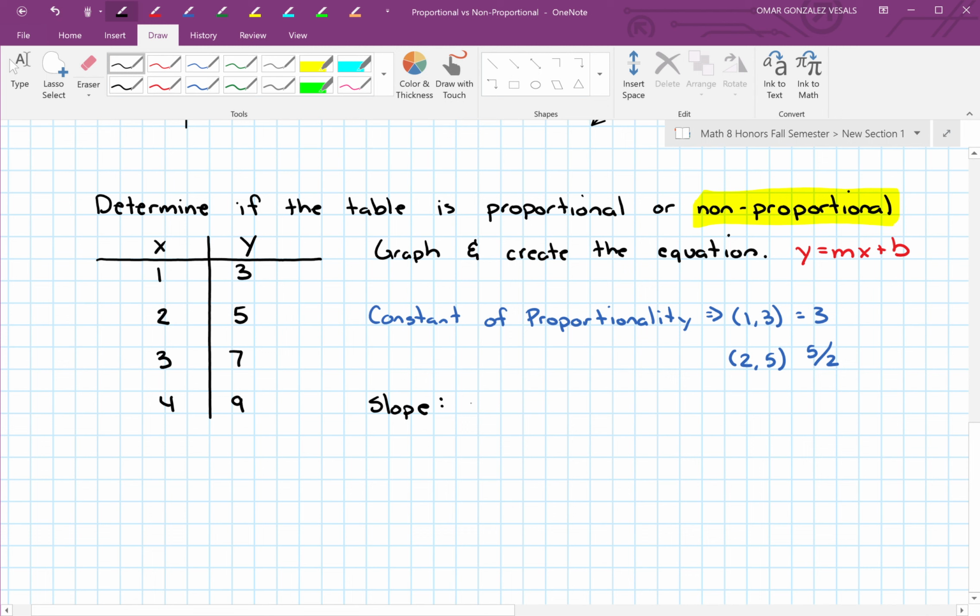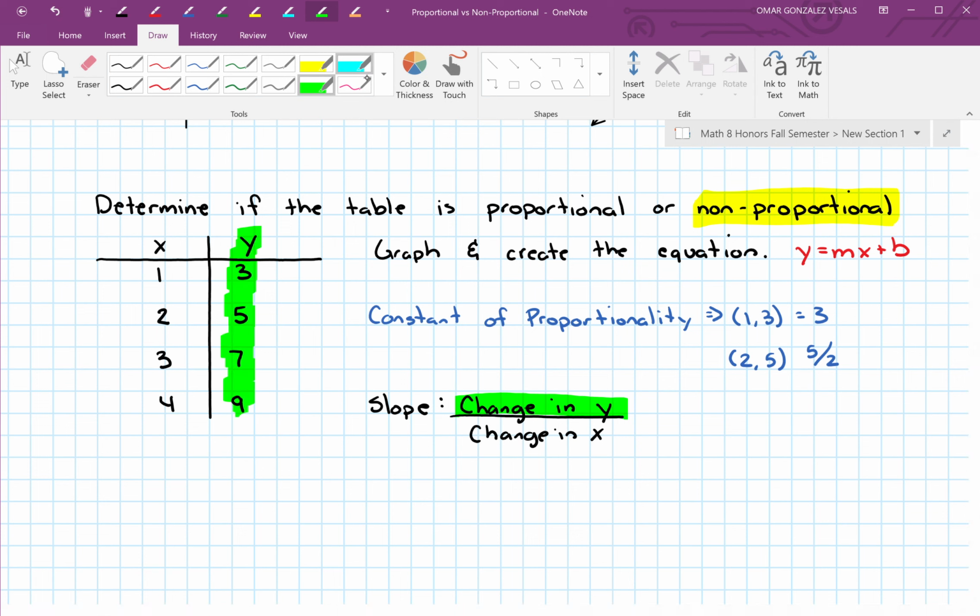I told you it was the change in y divided by change in x. This is what I mean by that. Think of the change in y as your y values, because that's exactly what it is. And think of your change in x as your x values, because that's exactly what it is.